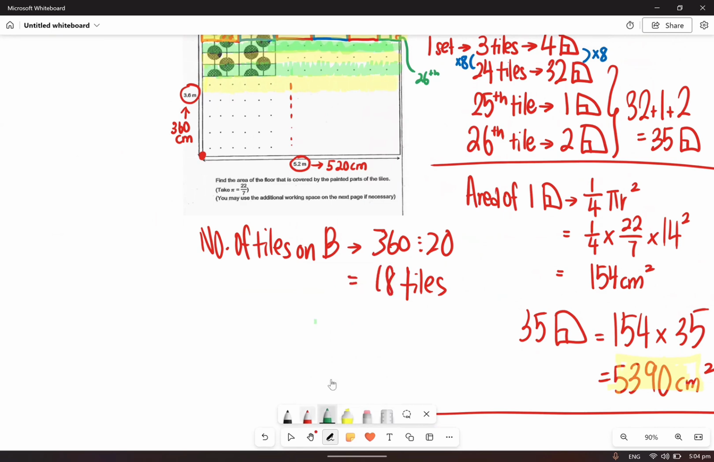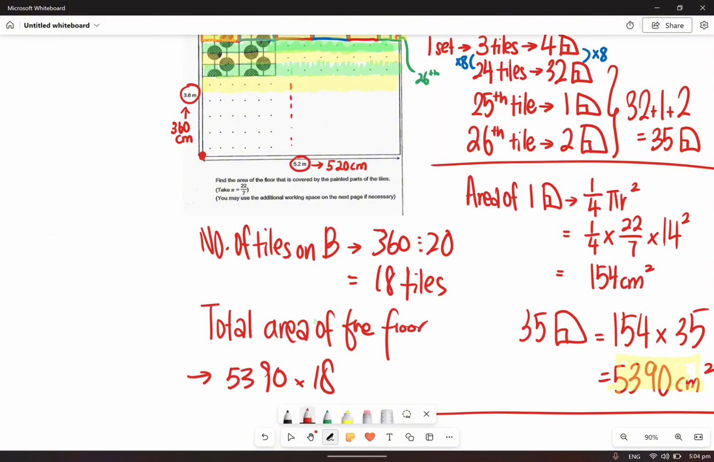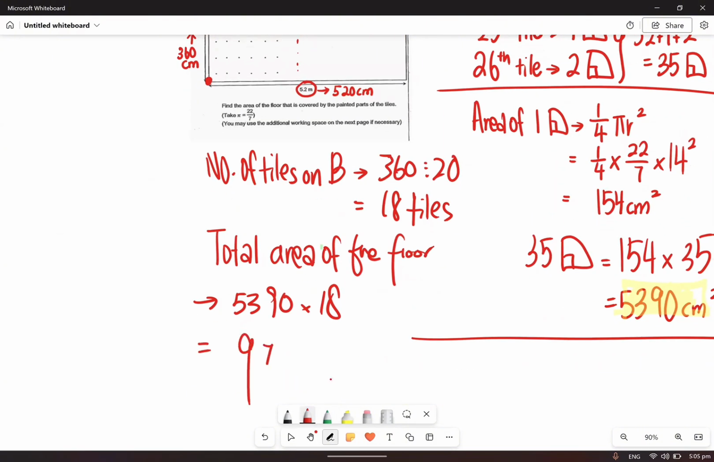Every strip or every level is 5390, so we want to find 18 times. We just have to find the total area of the floor. In this situation, the total area of the floor will be 5,390 times 18. Agree or disagree? You get 97020 centimeters squared, and therefore this is your answer for this question.